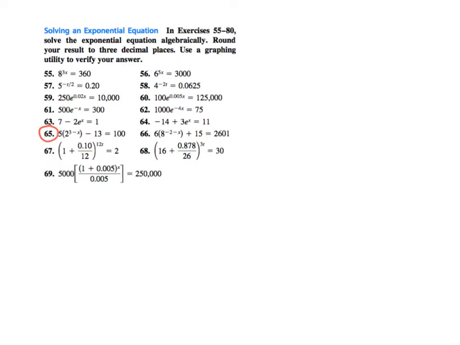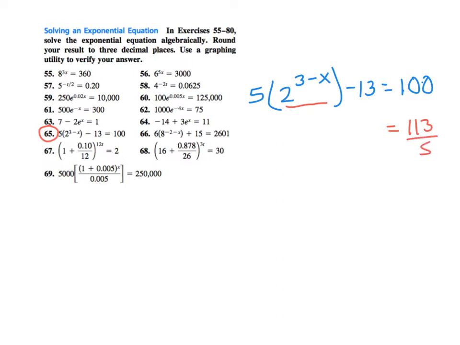This problem is just a solving. And my goal is to get the x by itself. So I'm going to start by isolating 2 to the 3 minus x. I'm going to add 13. I'm going to divide by 5. If I add 13, I'll get 113. I divide by 5, I'll get 113 fifths. That'll leave 2 to the 3 minus x.